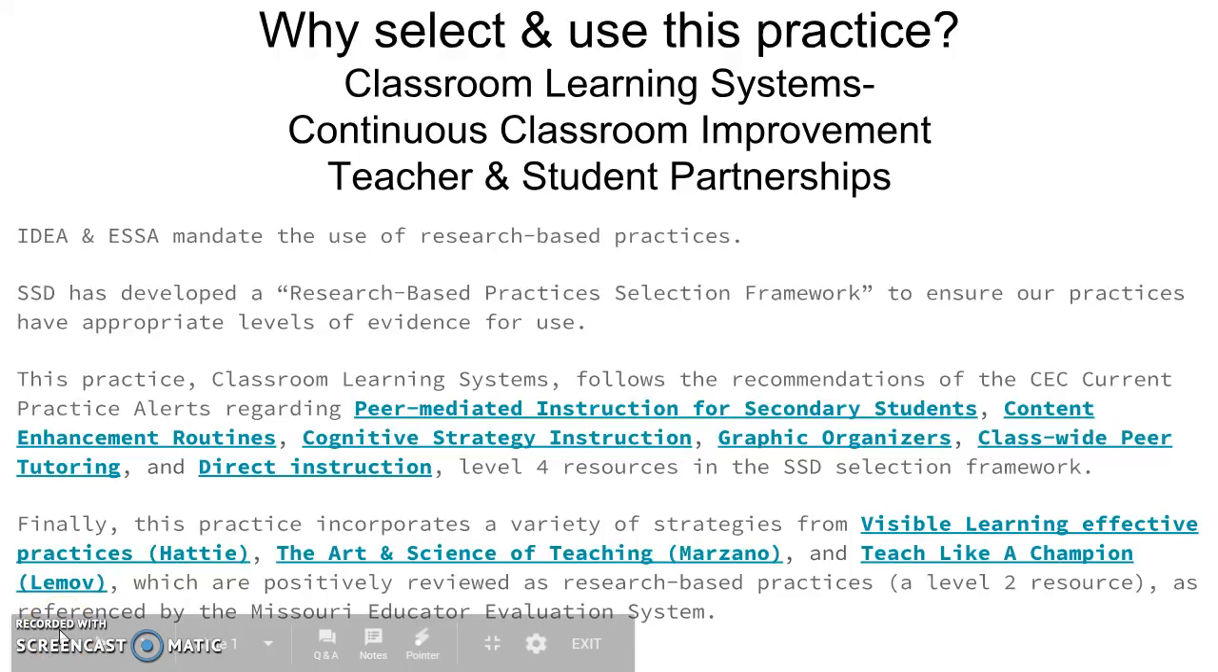You may have wondered why Classroom Learning Systems has been chosen to be utilized by Special School District. As part of IDEA and ESSA, the Every Student Succeeds Act, research-based practices have been mandated by law. Classroom Learning Systems incorporates many research-based practices from multiple researchers including John Hattie, Robert Marzano, and Doug Lemov. The links you see on your screen will provide more information on each of these strategies.